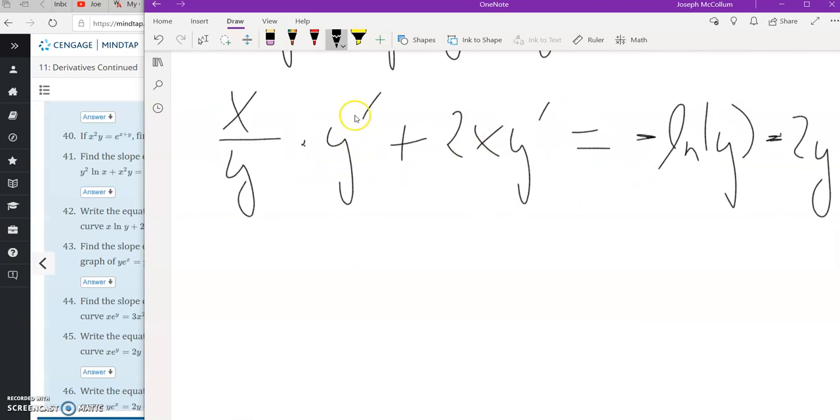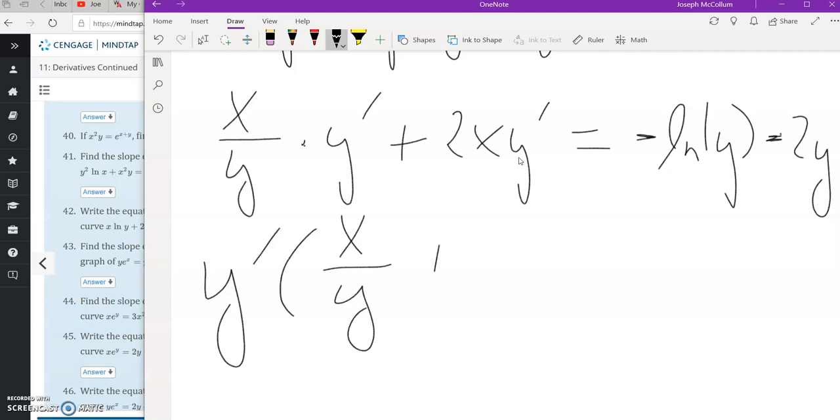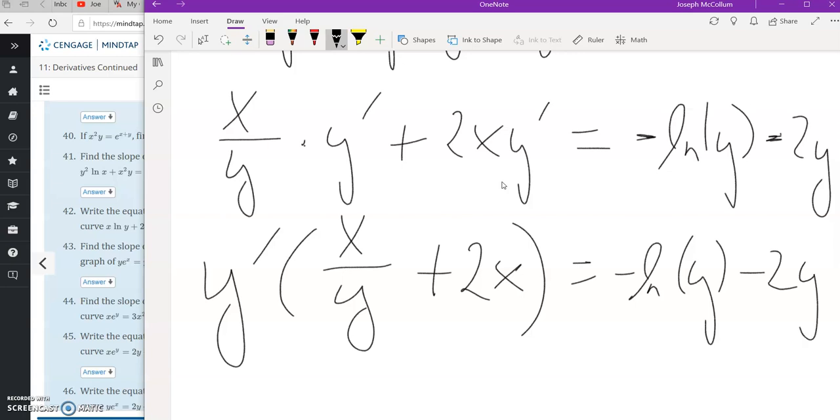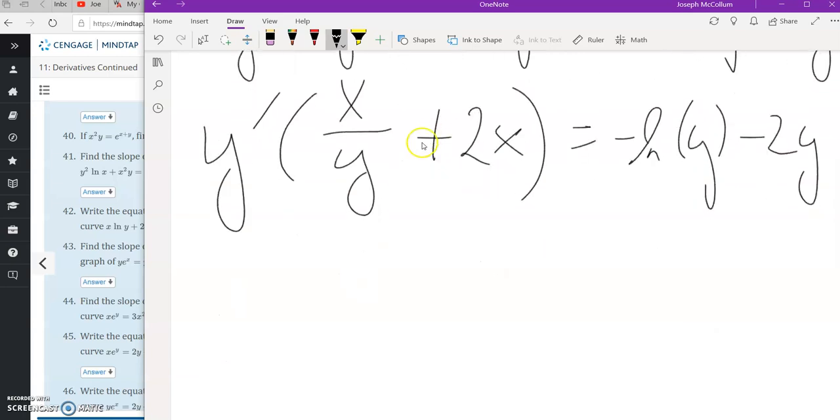Now, everything that's on one of the sides, in my case the left, should have a y prime in it, and they both do. That means I can factor out the y prime. And I get the following expression. Imagine distributing the y prime back through. Y prime times x over y is that. Y prime times 2x is that. The right-hand side stays the same. And that's my expression.